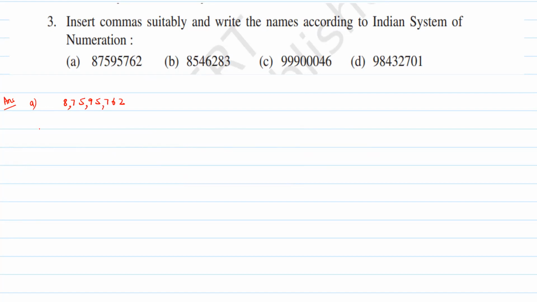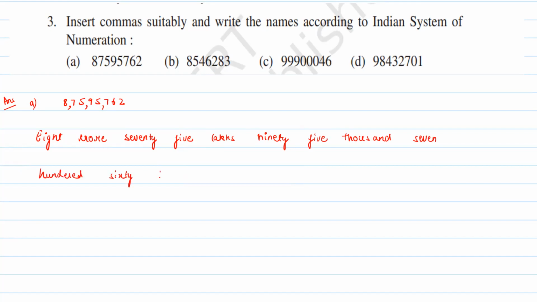So now we can see it is making, if I write in words, you also have to write it in words. 8 crore 75 lakh then 95,000 and 762. This is the desired answer.